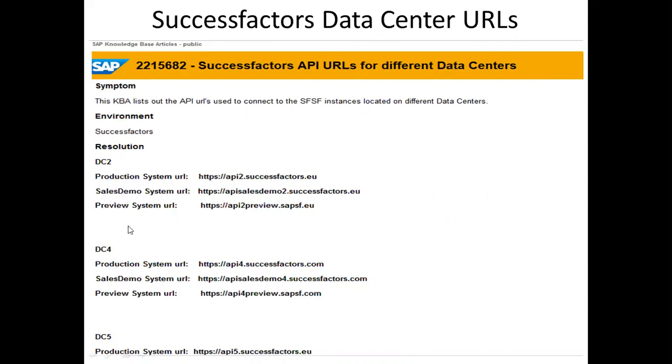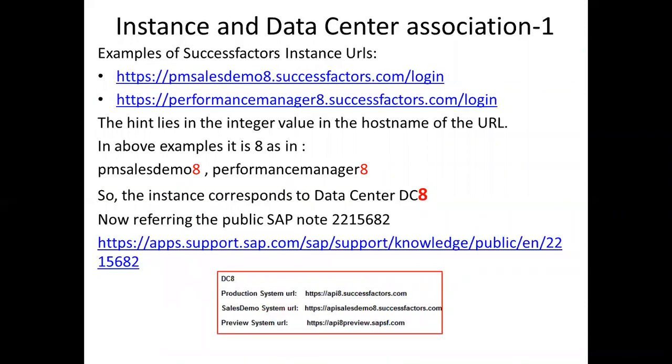So right now, production system is an actual production system. Sales demo, we probably want to give it for a sales demo purpose. Then these are the systems: preview system and another type of system. So these are all the categories for the specific data centers.